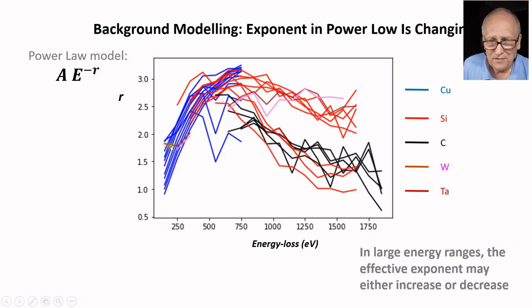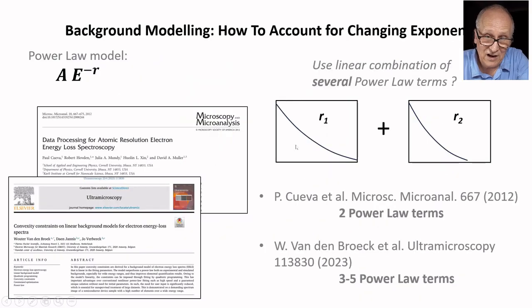Here is an example. We consider materials which do not show any ionization edges, so all evolution of R is only due to the background. And you see that the exponent is not constant. It can either increase or decrease with energy loss. Well, this problem is not new. People realized that a long time ago and have tried to fight it.